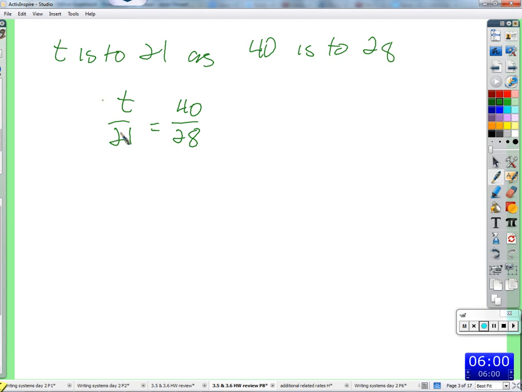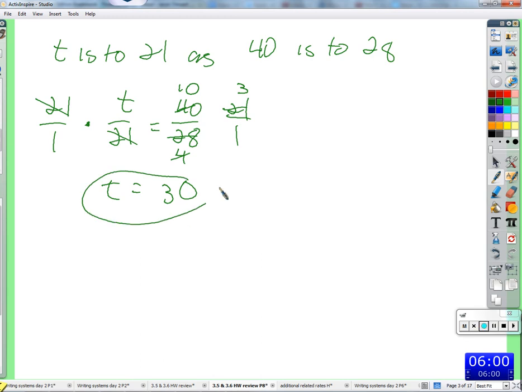So we want to get t by itself. How do we get t by itself? How do we cancel out the things that are not t? You multiply by 21. So we get t by itself, and then whatever is over here, that's what it is. This and this have a factor of 7. This is 4, this is 3. 4 and 40 have a common factor of 4. So t is 30. That's it.